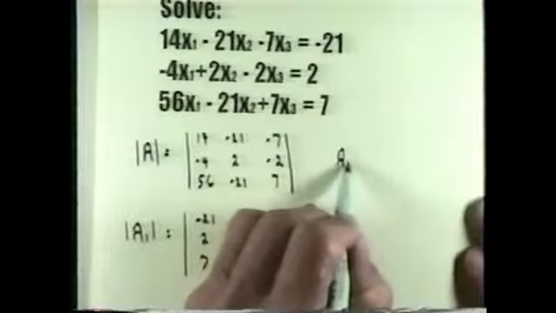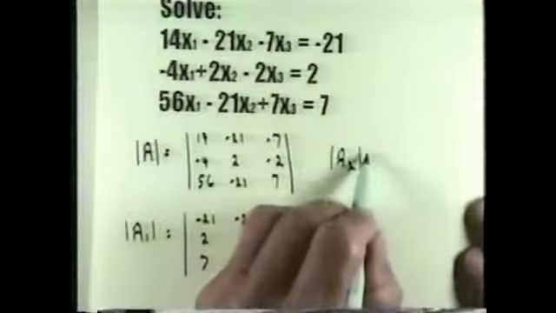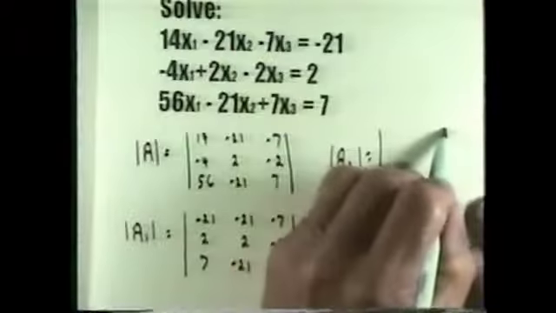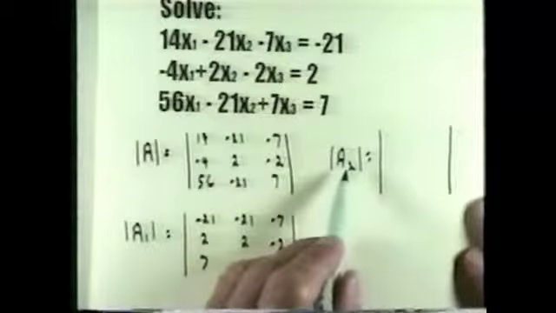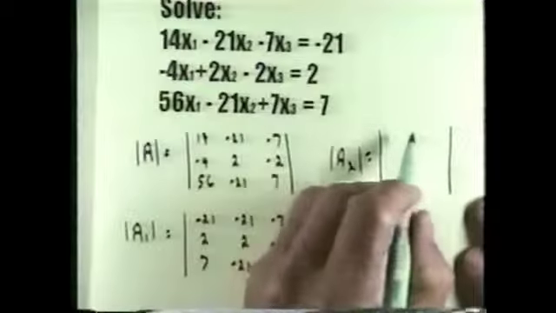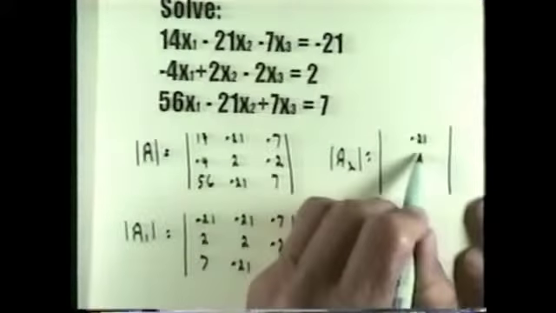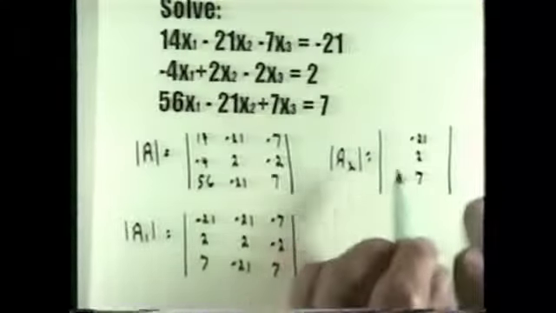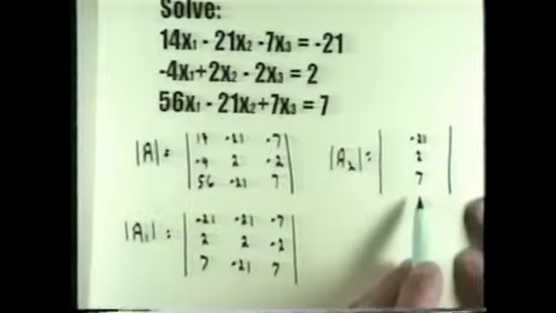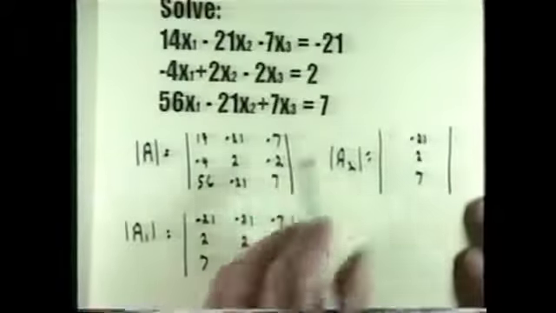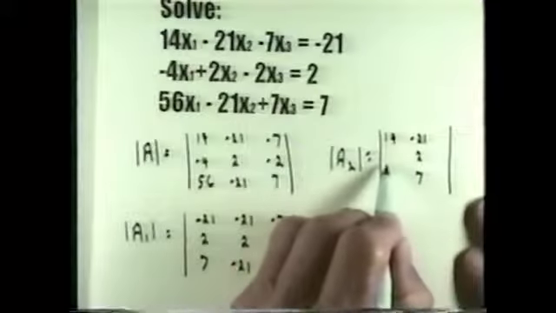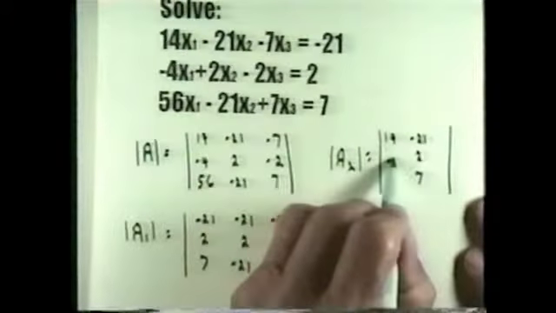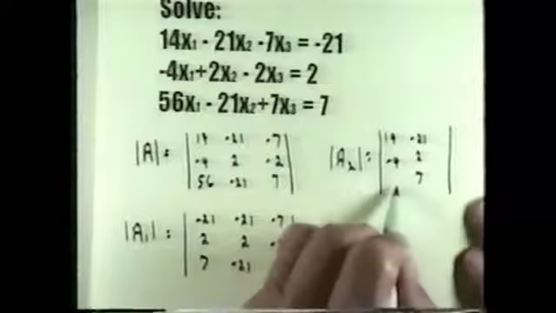Now for the A2 determinant, that's going to be the determinant of the coefficient matrix with column 2 replaced by the constants. So I put the constants in column 2, and I'll leave column 1 and column 3 the same as for A.